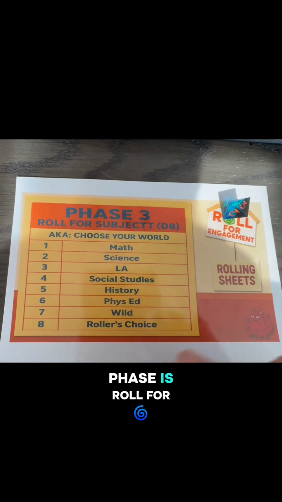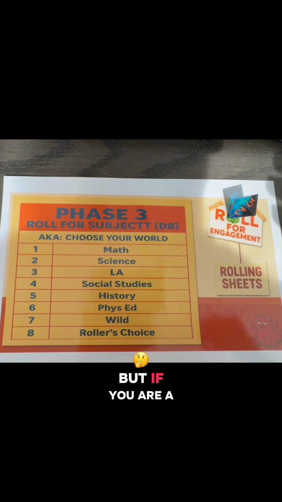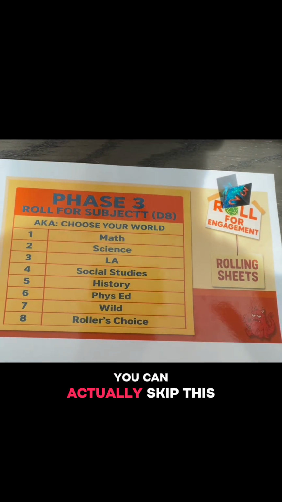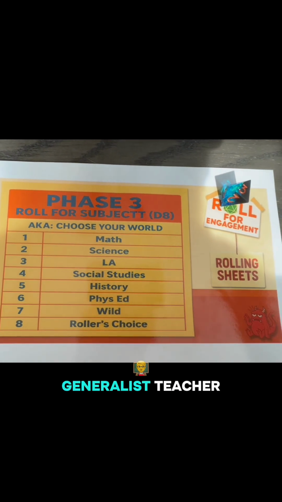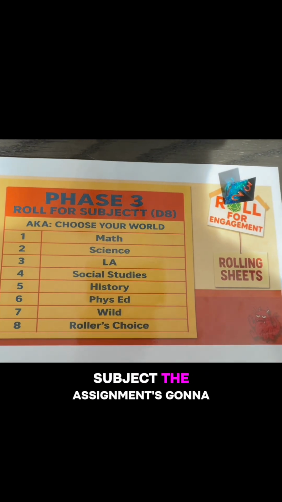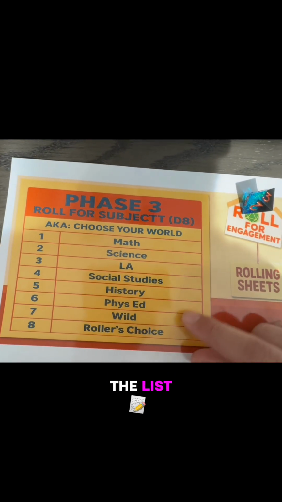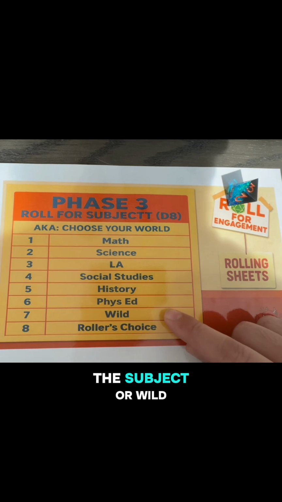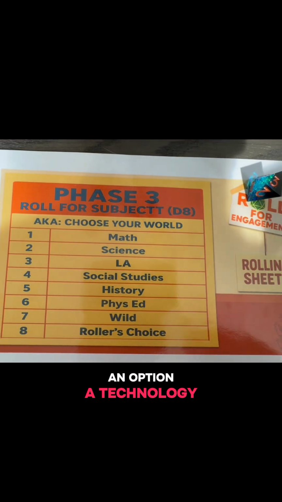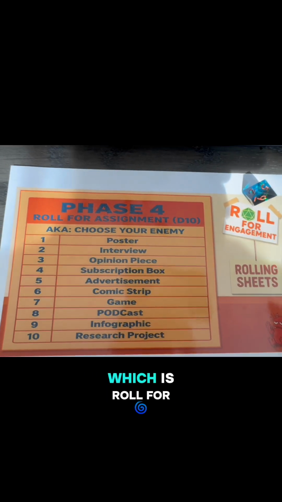All right, so the next phase is roll for subject, with 2 T's, and I obviously have to fix this sheet. Whoops. But if you are a specialist teacher and only teach 1 subject or 2 subjects, you can skip this phase entirely. But if you're a generalist teacher and you teach many different subjects to a class, you can use this to pick what subject the assignment is going to be about. In the end, you are picking a subject from the list, a roller's choice of the subject, or wild, if you have an extra course, such as an option, a technology, something that you teach outside of the main core subjects taught in school.